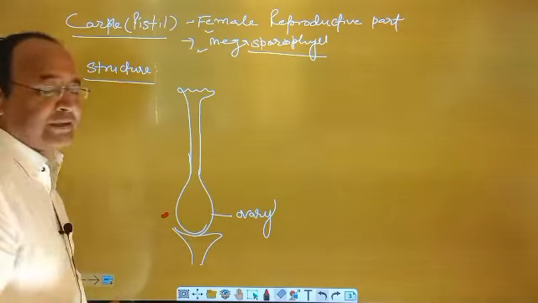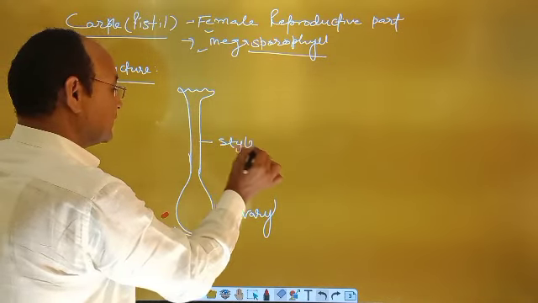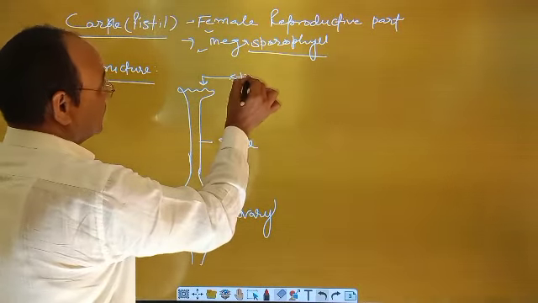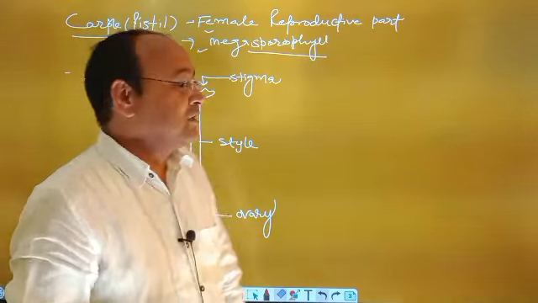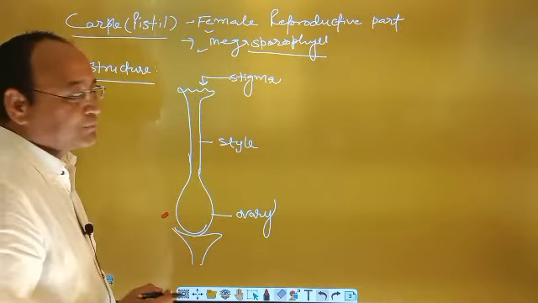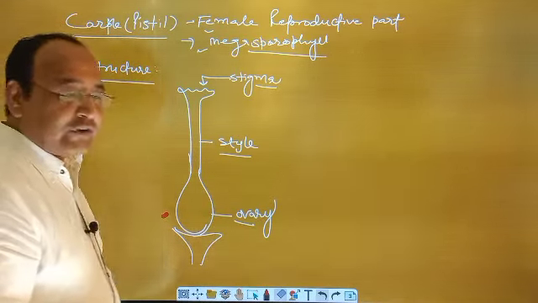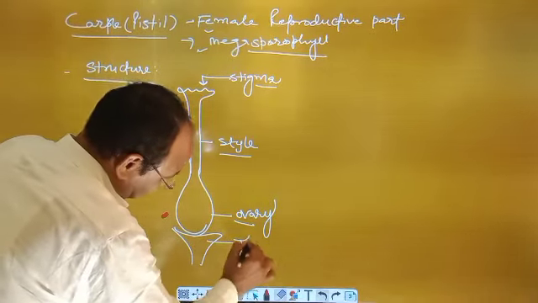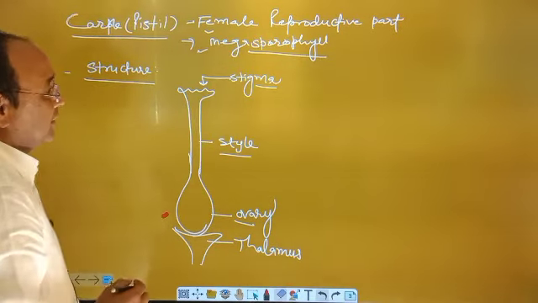It is ovary. Ovary is a basal and swollen part of pistil. This part is style and uppermost part is stigma. So in another word, I can say carpel or pistil is divided into three parts: first stigma, style and ovary. Ovary is situated on the thalamus. Is that clear?